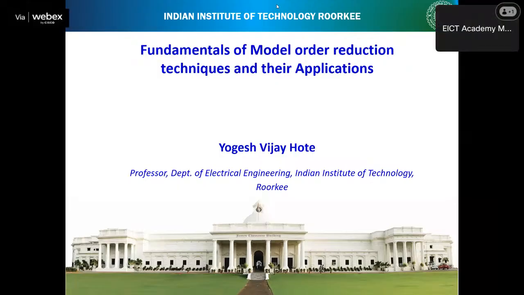So now the topic is fundamentals of model order reduction techniques and their applications. And the topic of this training program is modeling and control of power electronics converters along with the green energy applications. So in this, there is no terminology of model order reduction. So can this model order reduction be connected to this domain? Because it is modeling and control.